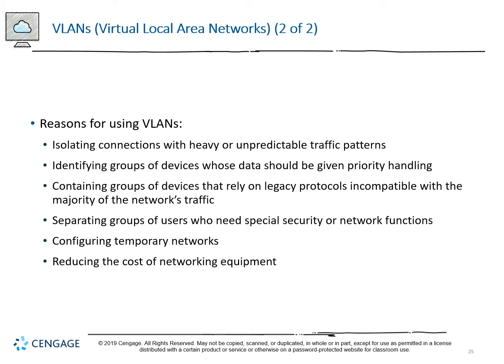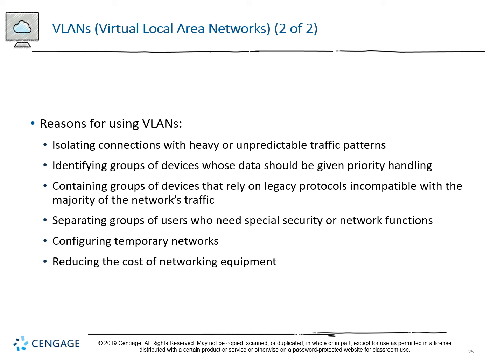We use VLANs because we may occasionally need to isolate a connection with a heavy or unpredictable traffic pattern. We may also need to identify groups of devices where data should be given priority handling, part of what's called QoS. And we may also need to contain groups of devices relying on legacy protocols. These protocols may be otherwise incompatible with the majority of the network's traffic. They may also be congestive. They may cause loss of speed to more efficient protocols, so we kind of trim that out.